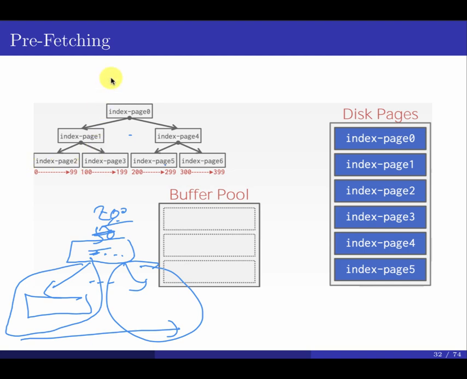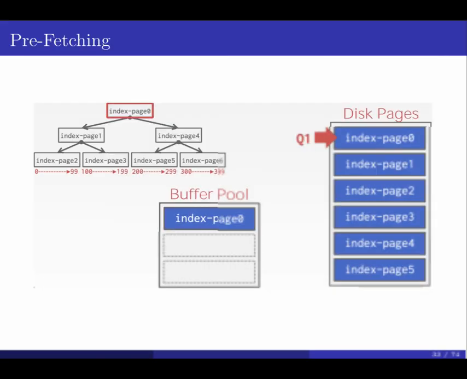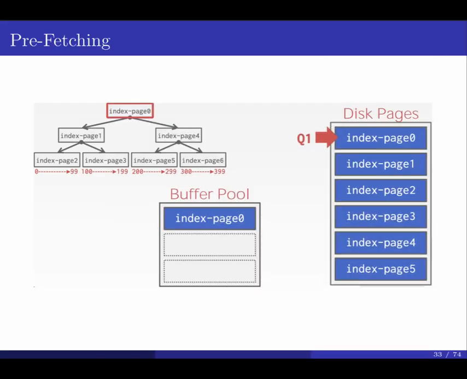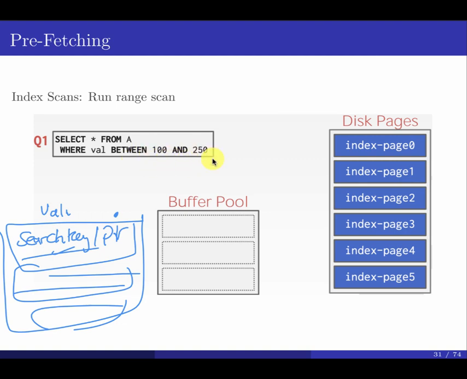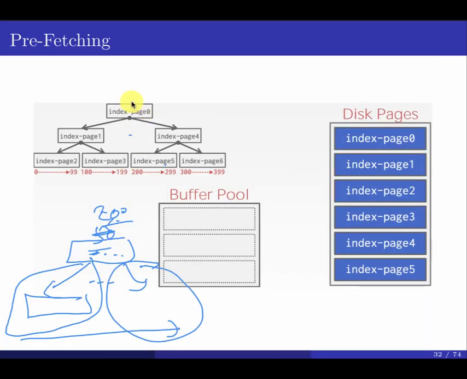In order to use an index, you have to start with the root, so you have to access the first index, 0. That's what we did. Let me first go back to the query. We said we need the values between 100 and 250, right? If you take a look at the index, you start at the top, go to the left, fetch index page 0, then index page 1, then page 3 and page 5. That's what you're looking for.